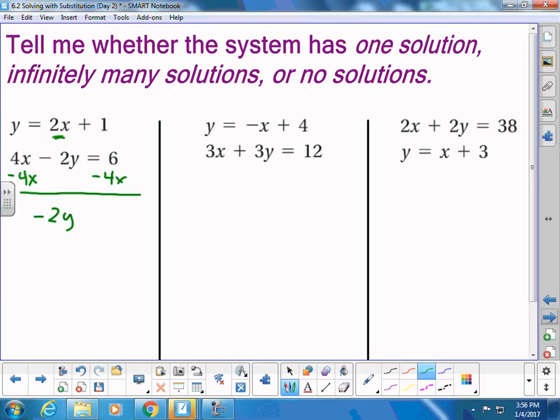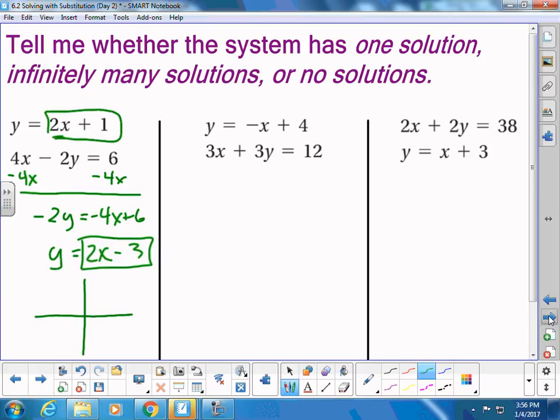But I have negative 2y equals negative 4x plus 6. I divide by negative 2, I would get y equals 2x minus 3. So here it's 2x plus 1, here it's 2x minus 3, those are going to be parallel lines. One starts at 1 and has a slope of 2, up 2 over 1, and one starts at negative 3 and has a slope of up 2 over 1. So they are parallel lines, so this has no solution.